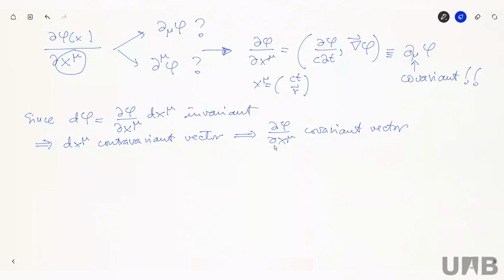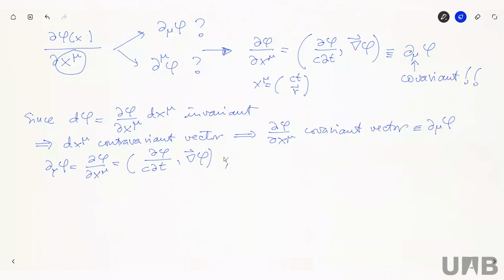So that means that this object here, being a covariant vector, should be identified with an object that has an index downstairs. This is the thing that one has to remember: the derivative of a function with respect to the contravariant components is itself a covariant vector. So d mu phi is a covariant vector. This is d phi over dx mu, so this is d phi over c dt, and then the gradient. And I write it as a row because this is a covariant vector.